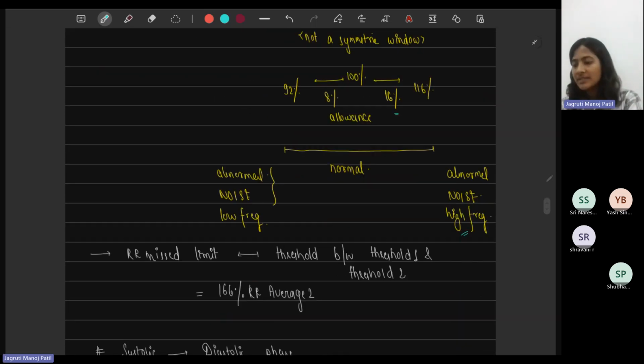Again, we wanted to see if something is missed and not lying within this limit, then they say to go back to the previous algorithm, adaptive thresholding, and you can see the threshold is in between threshold 1 and threshold 2. With that, they gave this number, 166% of the RR average 2. They said if it's like this, then we can say it's a missed limit.